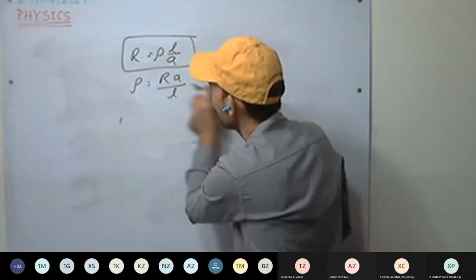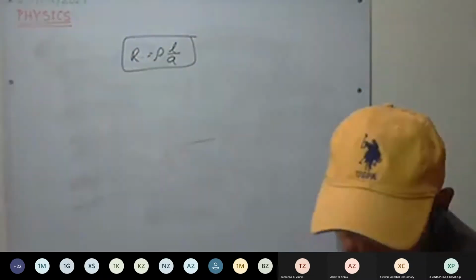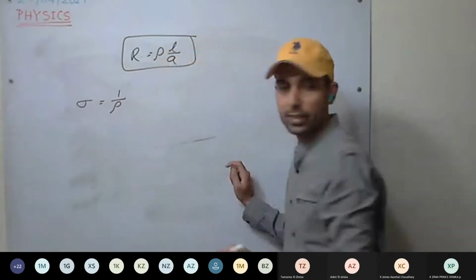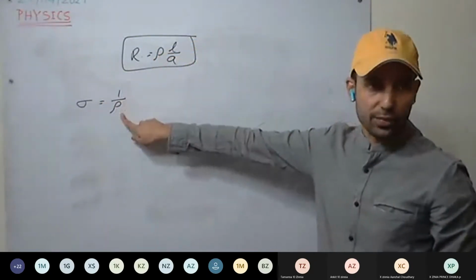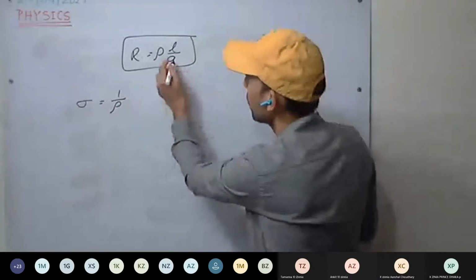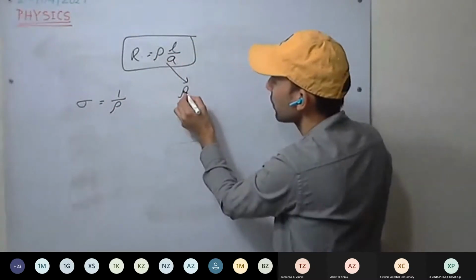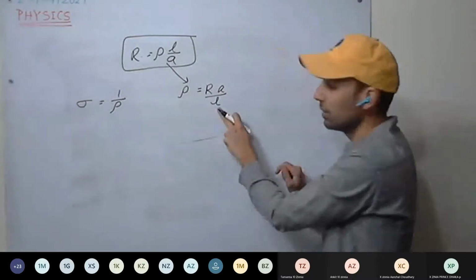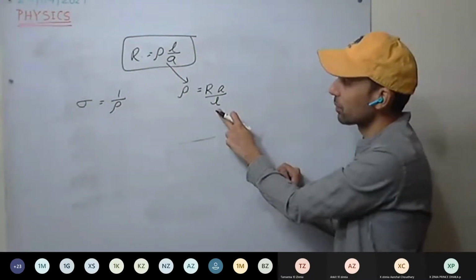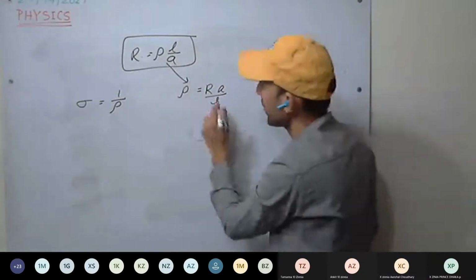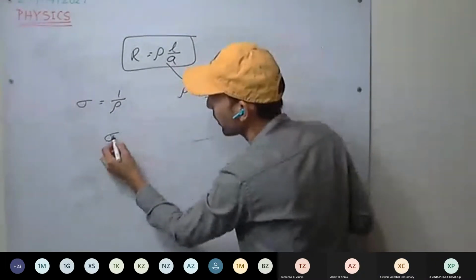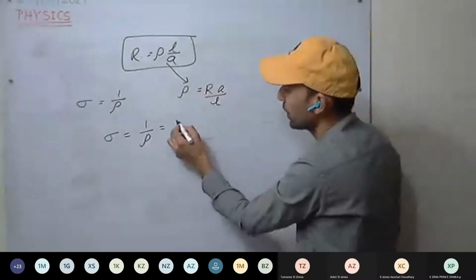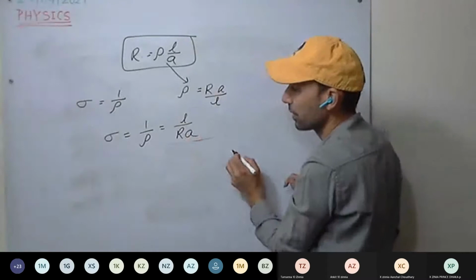Okay, so now, what is conductivity? Conductivity is the reciprocal of resistivity, the reciprocal of specific resistance. First we will calculate rho in terms of resistance: RA upon L. This is the resistivity equation. Now put this rho here. Sigma is what? 1 upon rho. So take the reciprocal of this one. It will be L upon RA.